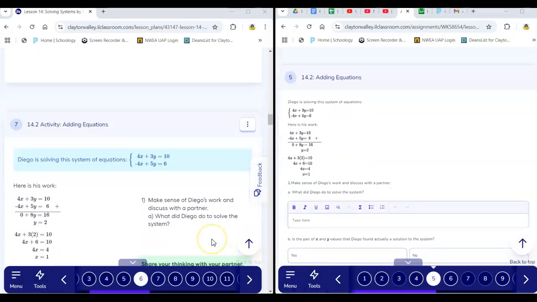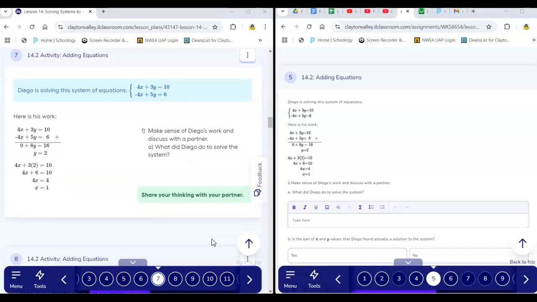So, here you have Diego solving the system of equations. Okay? So what did Diego do? Look at what he did. What does it look like he did? I invite you to stop the video and think about that for a minute. And then when you're ready, look at this.